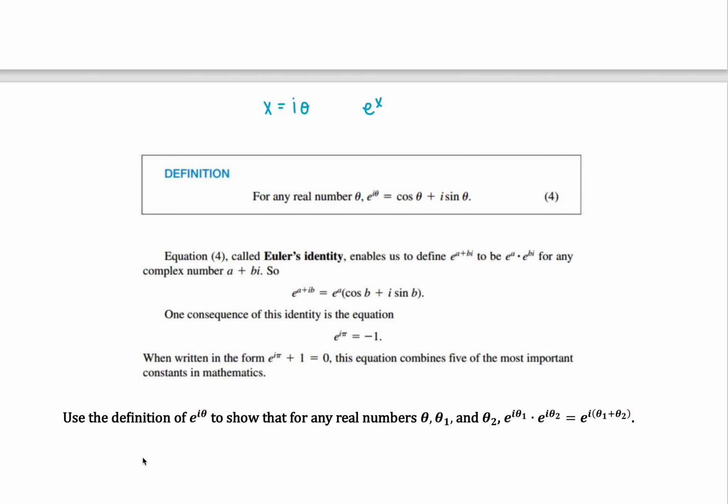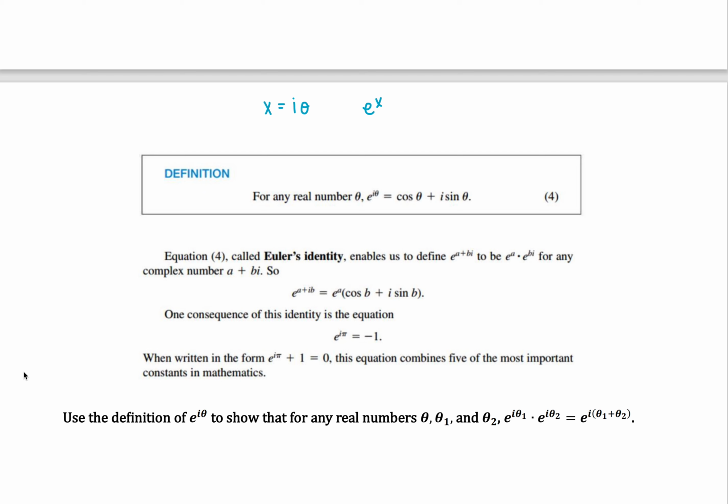So to wrap things up here, we're going to do a bit of a proof more than anything else. It says use the definition of e to the I theta to show that for any real numbers theta, theta sub 1, and theta sub 2, e raised to the I theta sub 1 times e raised to I theta sub 2 equals e to the I times theta sub 1 plus theta sub 2 power. And you might be thinking, well, just plain old properties of exponents can help us here, but we're going to use this definition and some trig identities to help us.